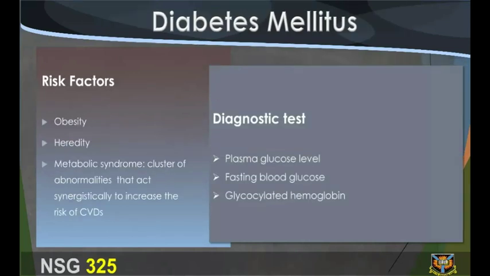Diabetes mellitus. Risk factors: obesity, heredity, metabolic syndrome, a cluster of abnormalities that act synergistically to increase the risk of CVD. Diagnostic tests: plasma glucose level, fasting blood glucose, glycosylated hemoglobin.